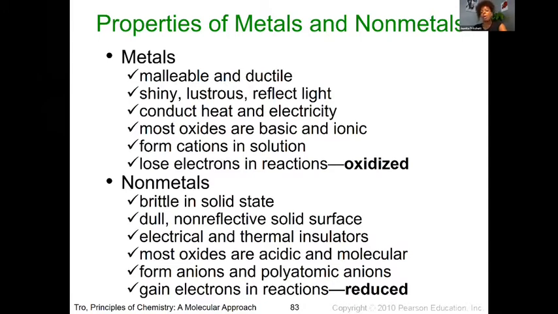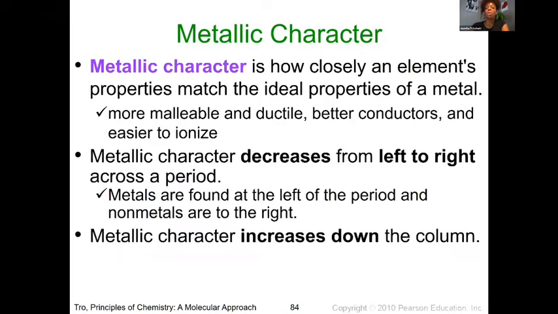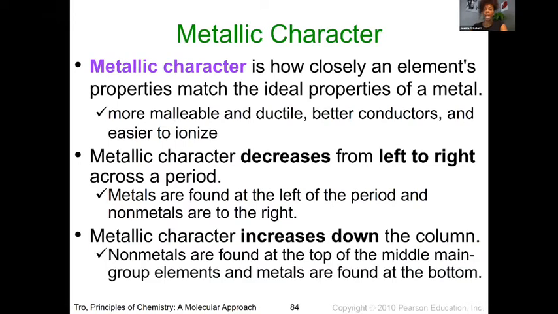And what we really care about is that they tend to form cations in solution, and that's because they're losing electrons, which means they're oxidized. Our nonmetals have exact opposite properties. They're brittle, which means they can't be pounded into flat sheets, or ductile, drawn into these thin wires. They're dull and non-reflective. They're insulators rather than being conductors, and they tend to gain electrons or become anions in these reactions, or they're reduced in that process. So with the metallic character, we're basically looking at how close an element behaves similar to those ideal properties that we just showed for you. The more malleable, the more ductile, the better conductors, how easily are they oxidized?